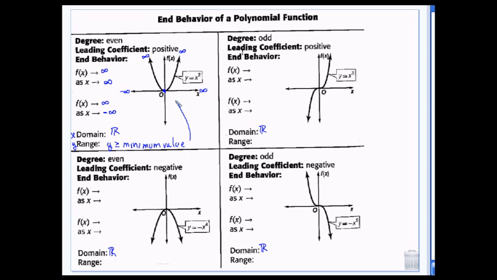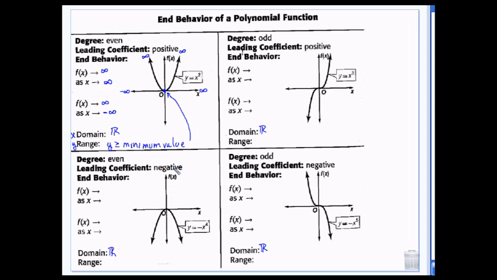And that's wherever this hits. Like in this case, it's 0, but it might be up here. It could be down here. It's wherever that lowest y is. Okay, so that's with an even that's positive.